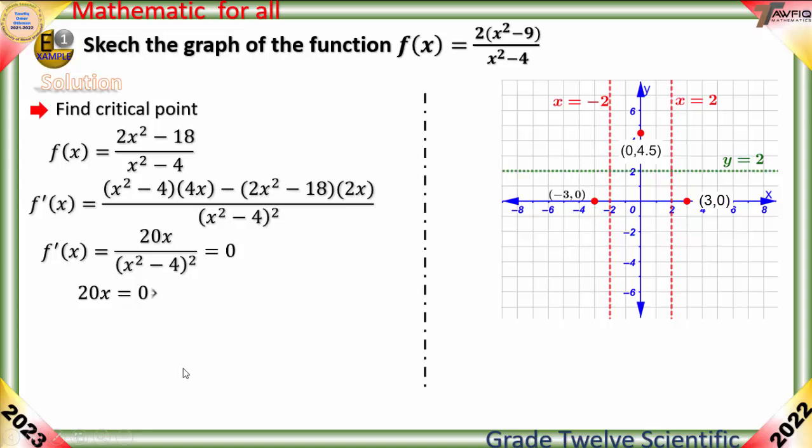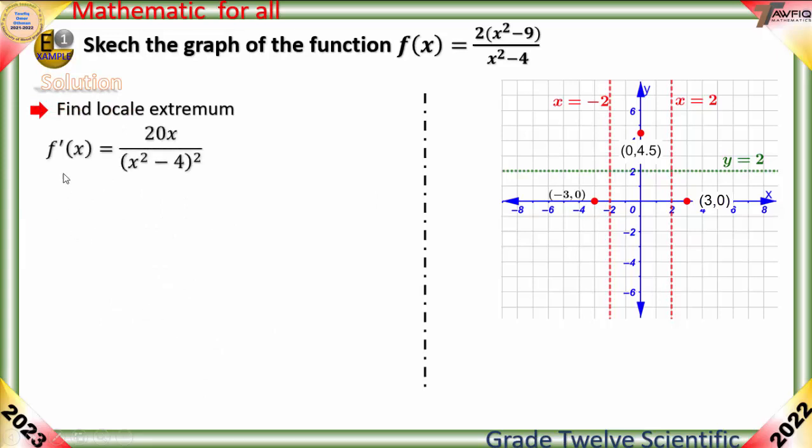So x is equal 0. In the few steps before, we found that when x is equal 0, y is equal 4.5, as you can see on the graph of the function. That means 4.5 is a critical point. F prime of x is equal 20x over (x squared minus 4) squared. And now we have a critical point: 0, 4.5 is a critical point.